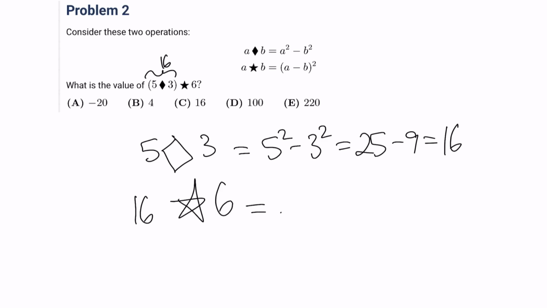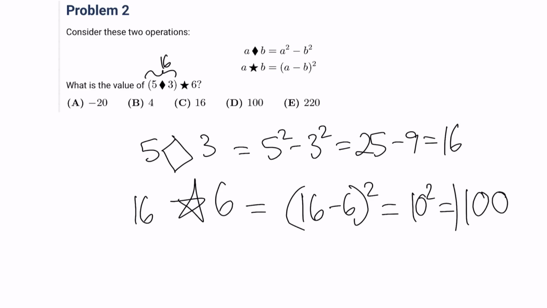Now we can plug in 16 for 5 diamond 3, and we want to find 16 star 6. So using the operation up here, we can see that 16 star 6 is equal to 16 minus 6 whole squared, which is equal to 10 squared, which is equal to 100. Answer choice D.